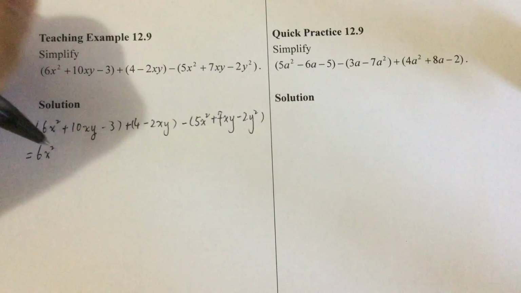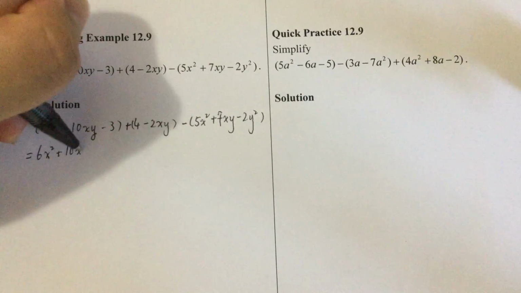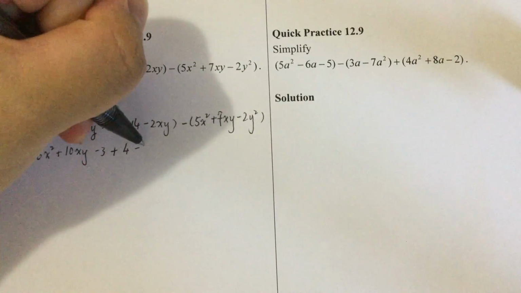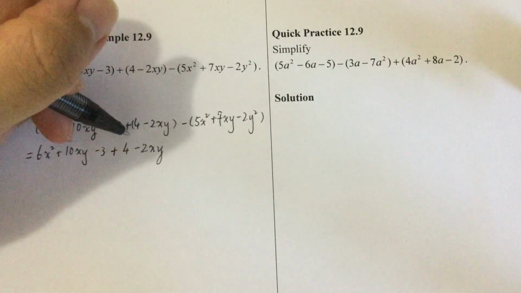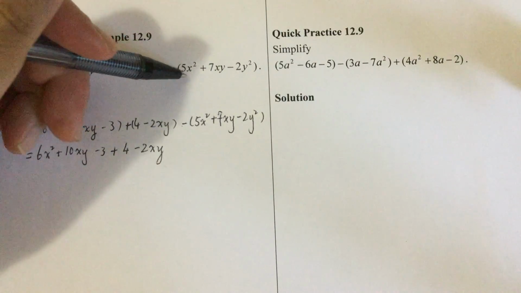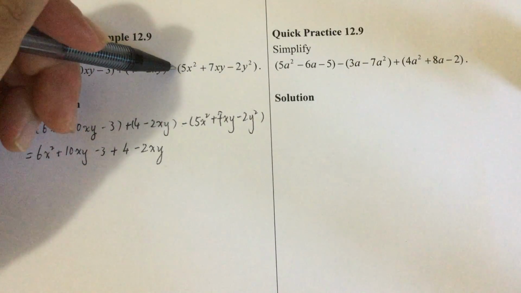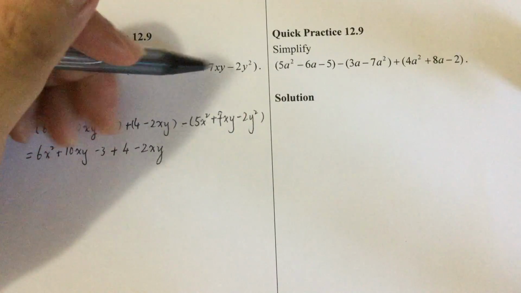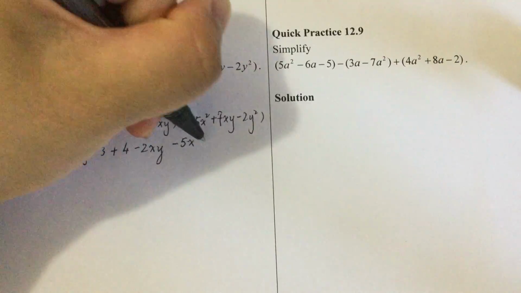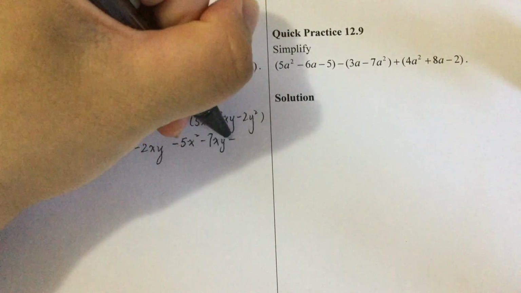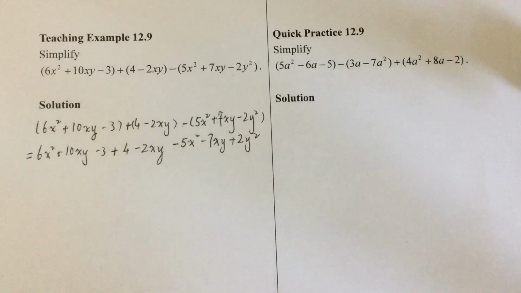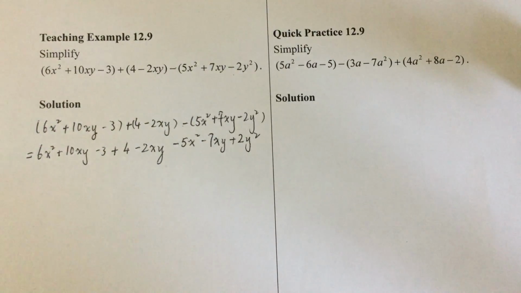This is 6x squared plus 10xy minus 3 plus 4 minus 2xy. Because for a plus sign, we just copy this. But for a negative sign, we will change all of these. This is positive, so we change it to negative. This one is positive, we change to negative. And this one is negative, we will change to positive. So we have negative 5x squared, negative 7xy, and plus 2y squared. So we have it. And now we're going to highlight which are like terms.